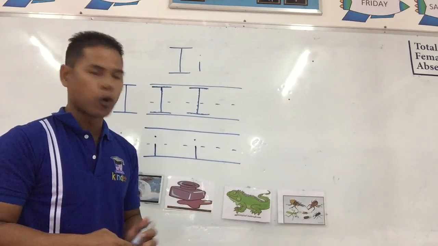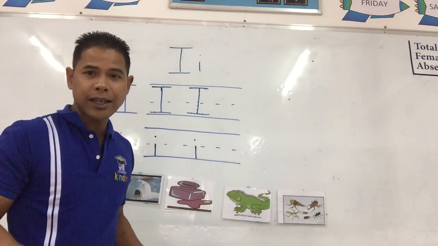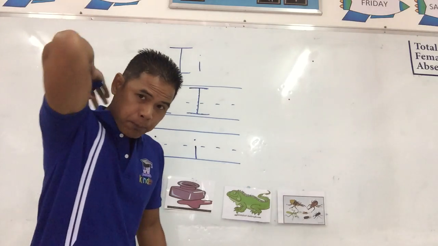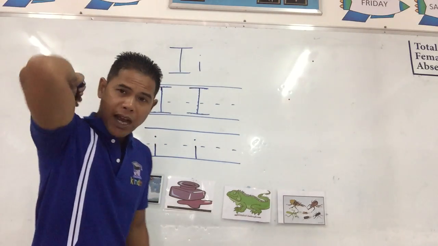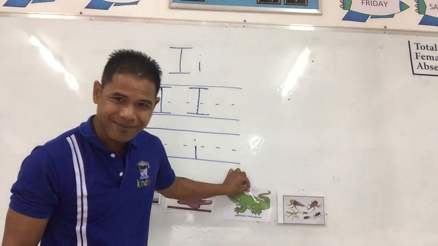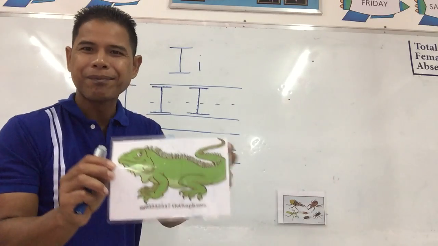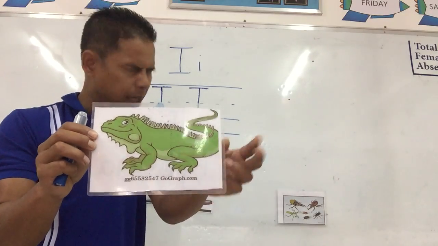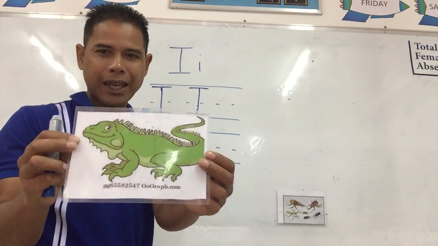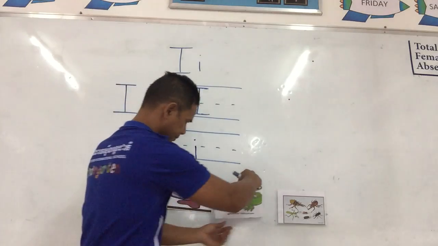Next one. Look at it. It is an animal. It is green. It has tails and spikes in the back of its head and body. What is it? You remember what it is? It is iguana. Iguana.